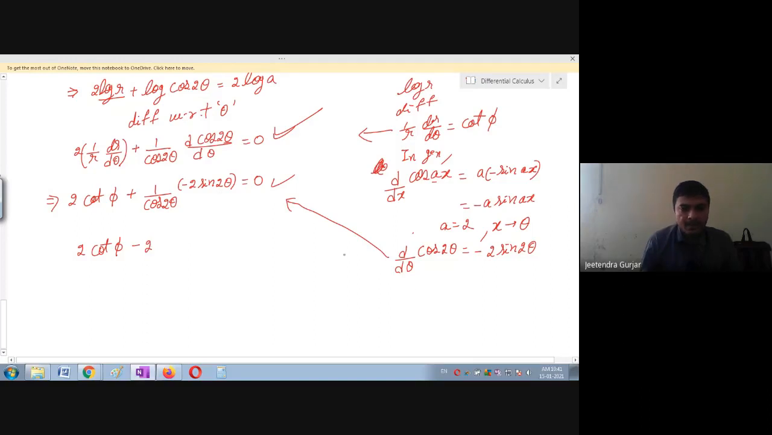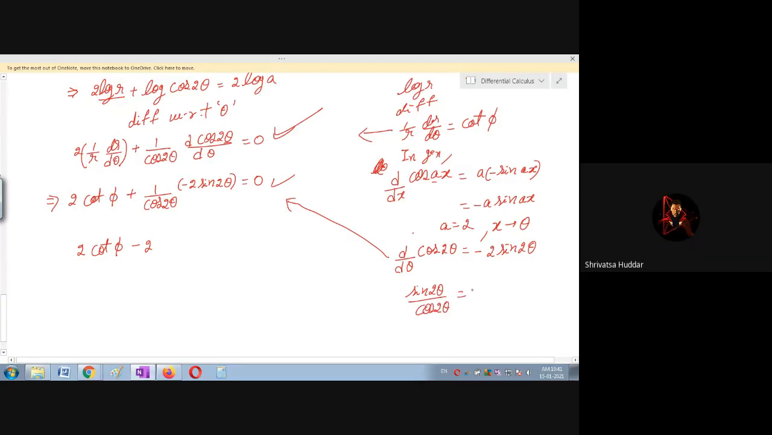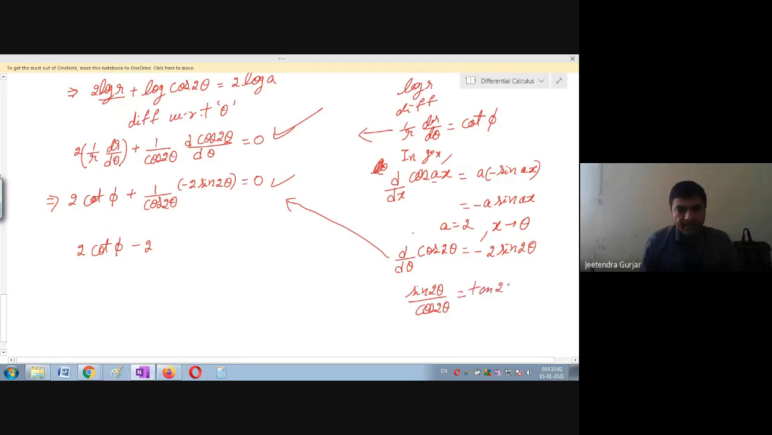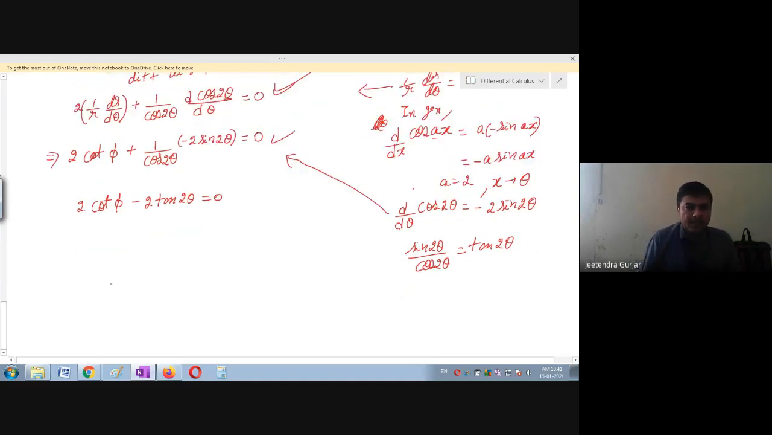Can anybody tell me what is sine 2 theta divided by cos 2 theta? Tan 2 theta. Yes, excellent. It is tan 2 theta. Very good answer. Now this is equal to 0 as it is. Now one can see I will take this tan 2 theta on the RHS side. It is going to become plus. Therefore, this is 2 cot phi is equal to 2 tan 2 theta.